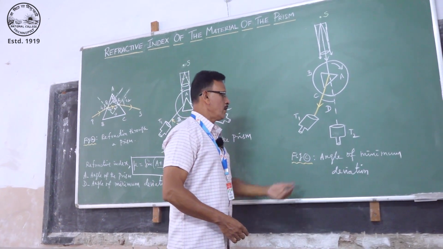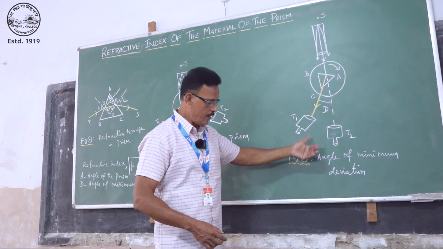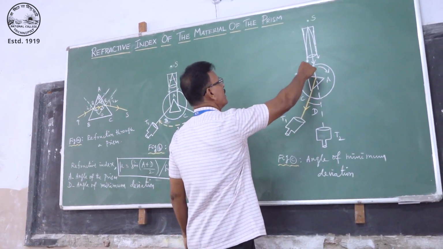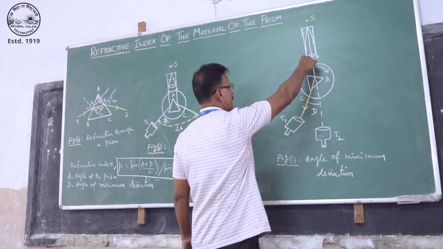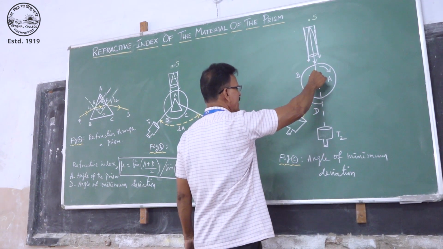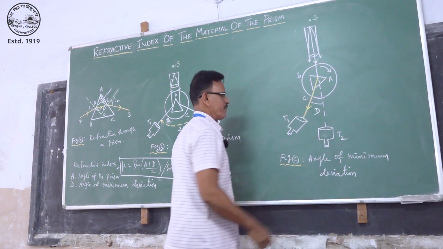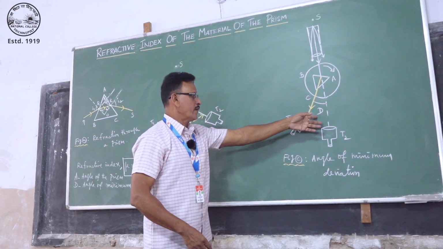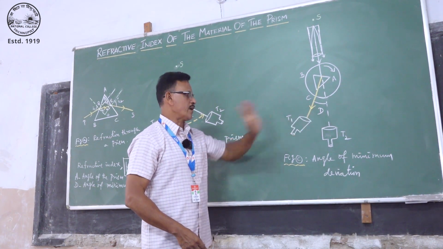On the other hand, while measuring the angle of minimum deviation, here the light from the collimator enters the refracting face, and then we can measure the angle of deviation.